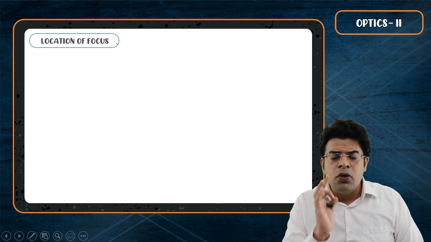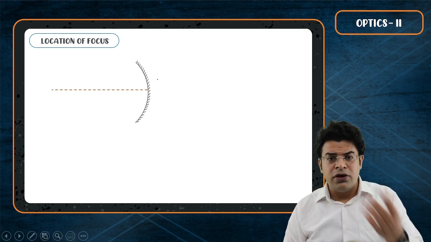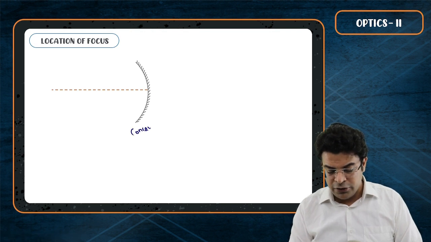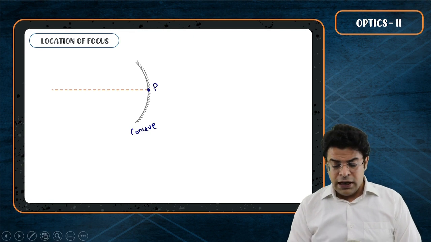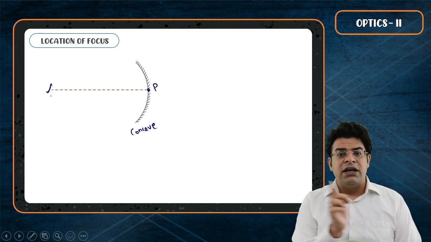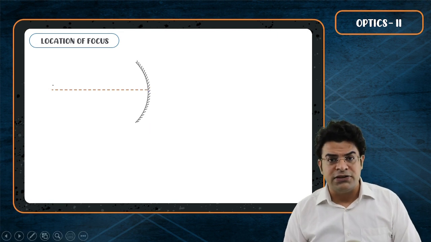To understand the location of focus, let's say we have got this spherical mirror. To make you understand, I have used a concave mirror. Now this central point on the reflecting surface is the pole, and as you can see, this line joining the pole and the center of curvature has to be the principal axis.